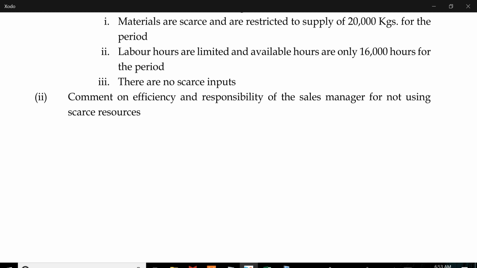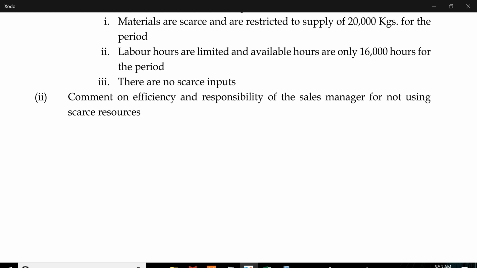So they are saying, is the sales manager responsible for that? We did not use material properly, we did not use labor properly. Should I hold him responsible? He will not be responsible for that. That's what we have done in the variance analysis.